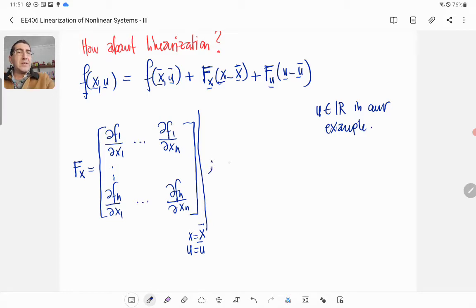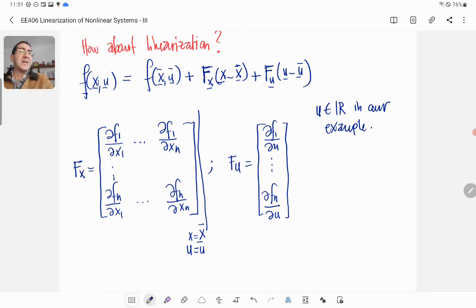Okay. Similarly, the Jacobian with respect to u will look like, for a scalar input, df1 over du up to dfn over du. And if obviously u is not a scalar, then this is not going to be a column vector, but it is going to become itself a matrix. So this one also needs to be evaluated at the same equilibrium state and the equilibrium input.